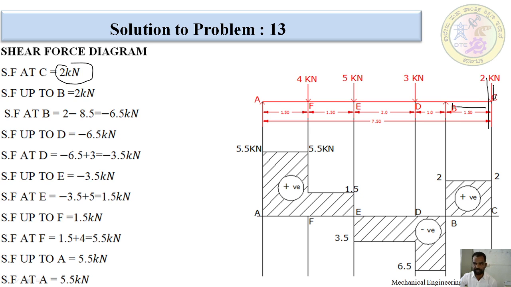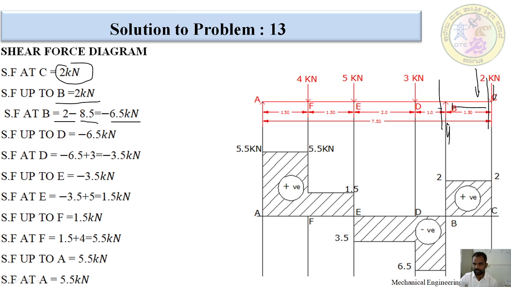For that reason, it would be same. Up to B point, we are having same load, 2 kilonewton. I am going to take the section over here only. This is downward, this is upward. How much we got RB value? We got 8.5. 2 is positive, 8.5 is negative. For that reason, 2 minus 8.5. The total value is negative 6.5 kilonewton.